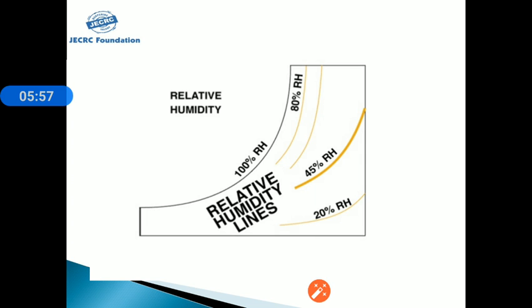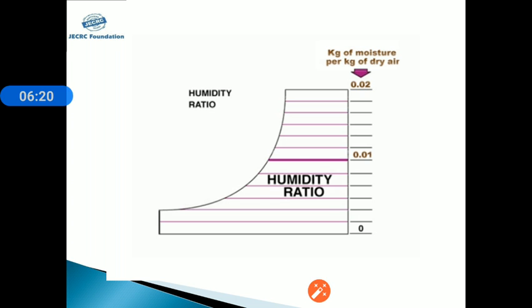Relative humidity. In the psychrometric chart, relative humidity is very important. Here the relative humidity lines are shown as curves in the psychrometric chart, denoted as relative humidity: 20% relative humidity, 45% relative humidity, 80% relative humidity, and 100% relative humidity. That is the saturation condition, where we can say it is 100% relative humidity.